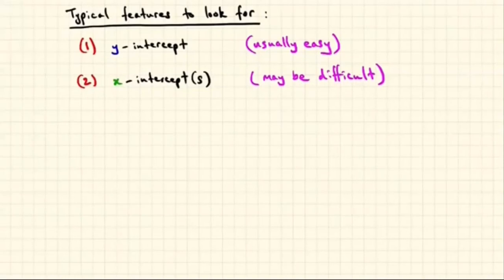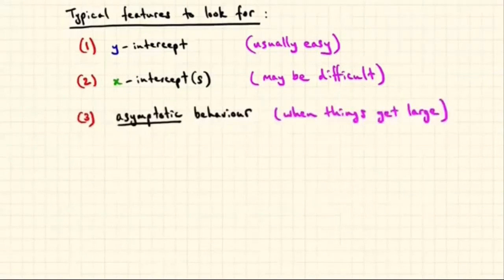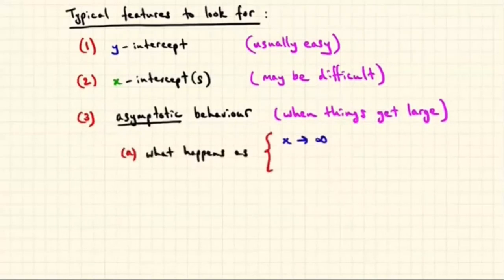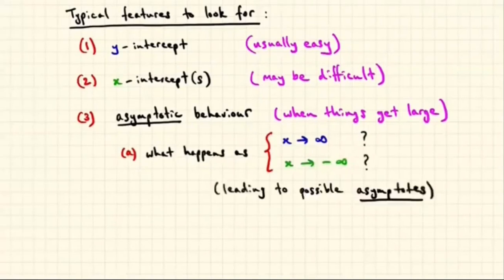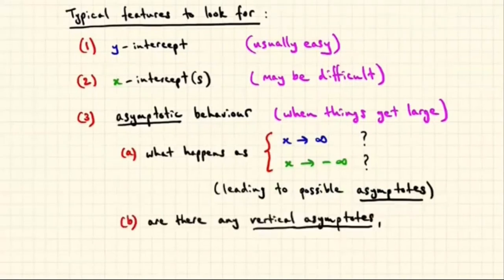After we have figured out the x and y-intercepts, we want to look for asymptotic behavior, which roughly speaking means seeing what happens when things get large, such as when x gets arbitrarily large and positive or arbitrarily large and negative, leading to possible horizontal or oblique asymptotes, or whether there are any vertical asymptotes near which y can get arbitrarily large and positive or negative.